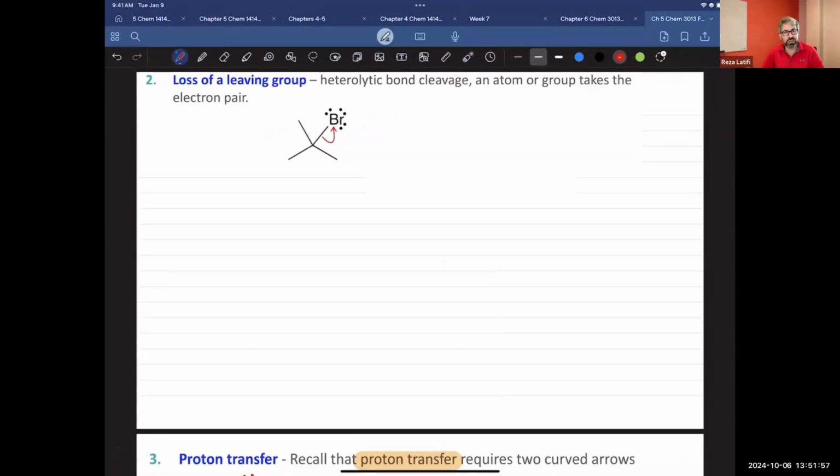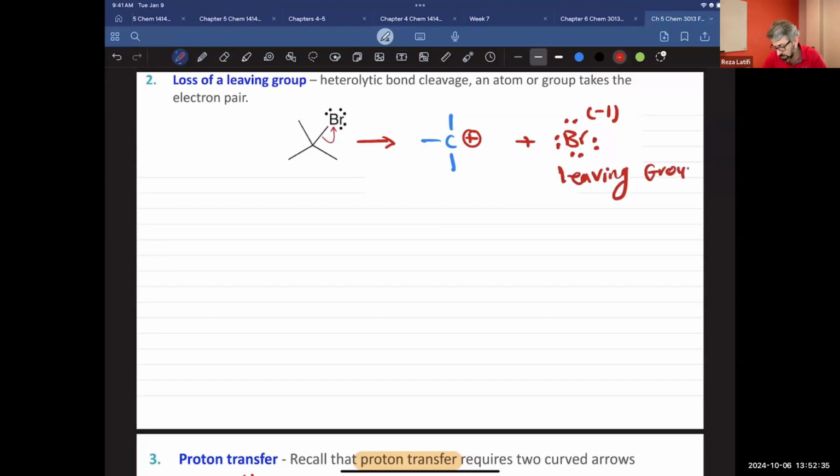Another factor that we need to review is the loss of the leaving group. What's a leaving group? Any group or substituent that we lose as a particle during the reaction. For example, let's say this one, under specific conditions, turns into a carbon attached to three carbons with a positive charge, plus bromine. Bromine took all the electrons, so it is going to have a -1 charge. This is going to be the leaving group.